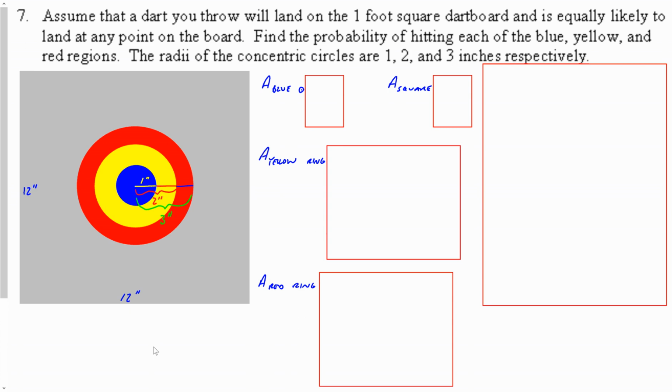So for me, I might start out looking at this, in this case, to find all the different areas that I'm going to need. If I have to find the probability of hitting the blue area, the yellow area, and the red area, I know I'm going to have to find those 3 areas. And then for probability, I always have to find the total possible area. So that tells me I have to find the area of the square. So let's start there.